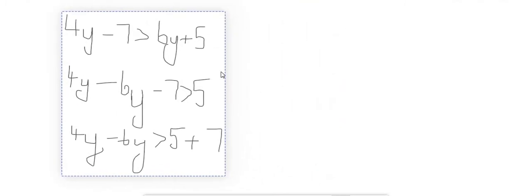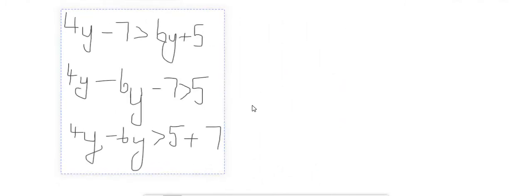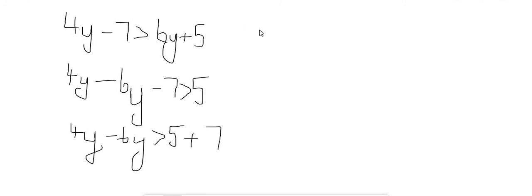So it would be 4y minus 6y. Let me take this entire thing and move it over here. So 4y minus 6y is, you do 4 minus 6, or you can just do 6 minus 4 and then put a negative sign. So it would be 2 and then a negative 2. So it would be negative 2y is greater than 12.